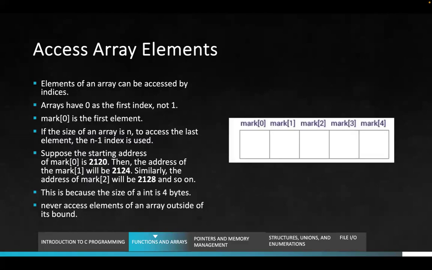Suppose the starting address of mark 0 is 2120. Then what is the address of mark 1? As this is an integer array, 4 bytes get allocated to mark 0. The next starting address, of mark 1, is 2124. Similarly, mark 2 is 2124 plus 4, which is 2128, and so on. Because the size of an integer is 4 bytes, as we discussed yesterday. Never access elements outside the range of the array. You will get an error, index out of range.